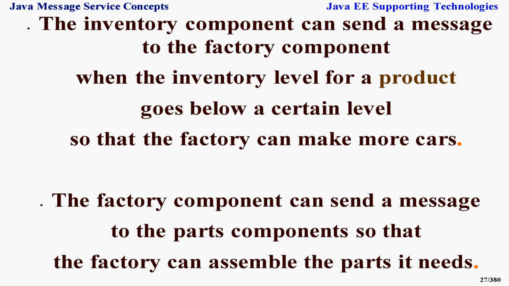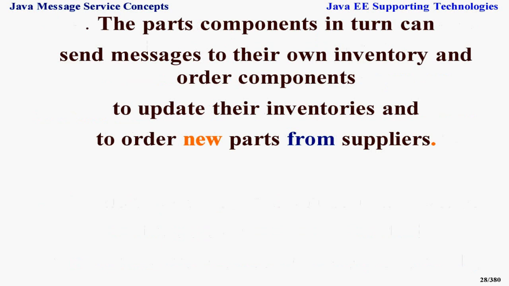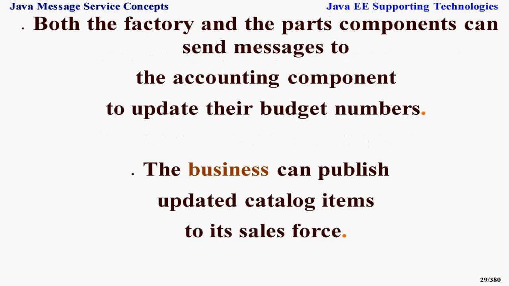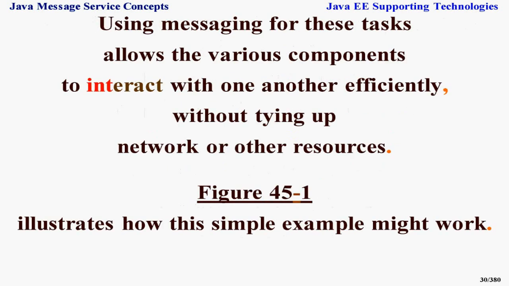The factory component can send a message to the parts component so that the factory can assemble the parts it needs. The parts components in turn can send messages to their own inventory and order components to update their inventories and to order new parts from suppliers. Both the factory and the parts components can send messages to the accounting component to update their budget numbers. The business can publish updated catalog items to its sales force. Using messaging for these tasks allows the various components to interact with one another efficiently, without tying up network or other resources. Figure 45-1 illustrates how the simple example might work.